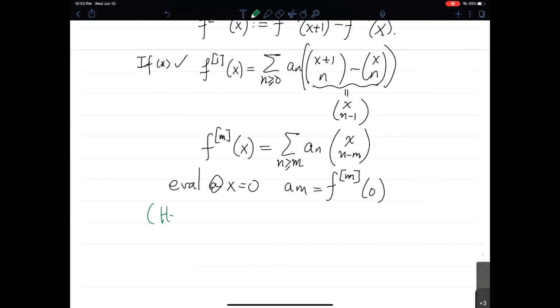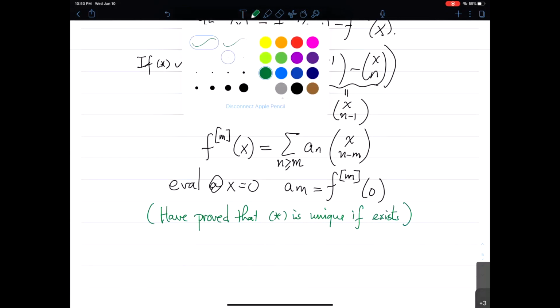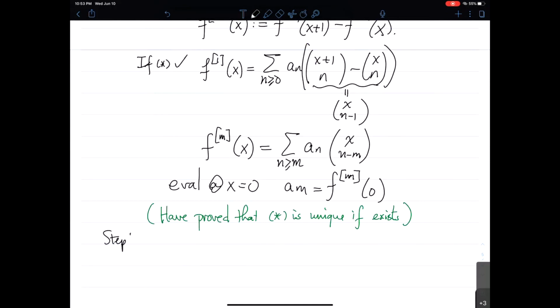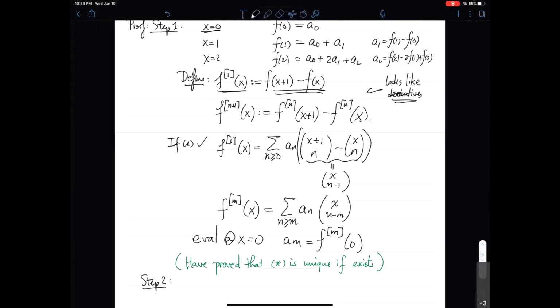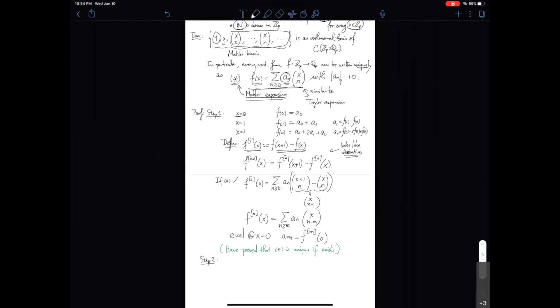So we have proved that star is unique if it exists. I guess I'll just stop here with the proof, and next time I'll pick it up. I know I'm running over time. Sorry about that, and sorry about the connection issues. So next time I'll pick up the proof of this and then say a little bit about the p-adic measures and so on and so forth.